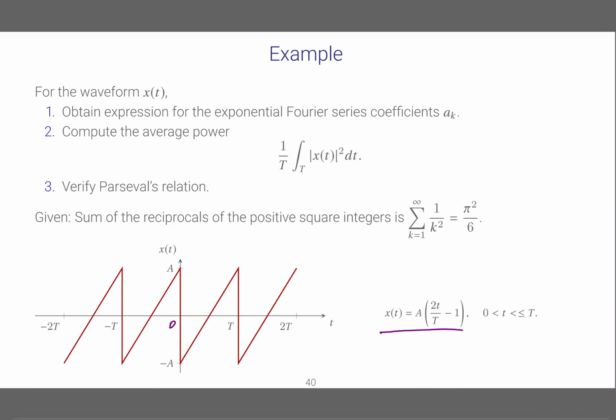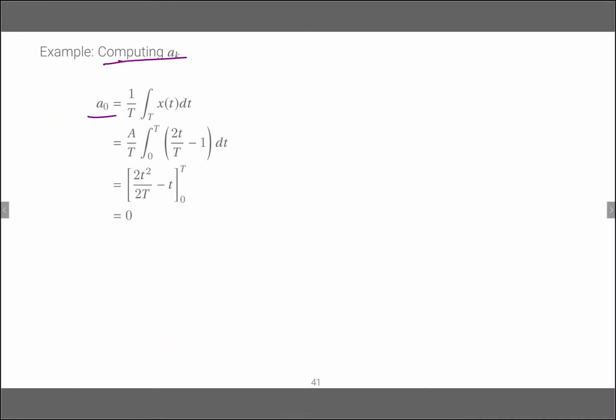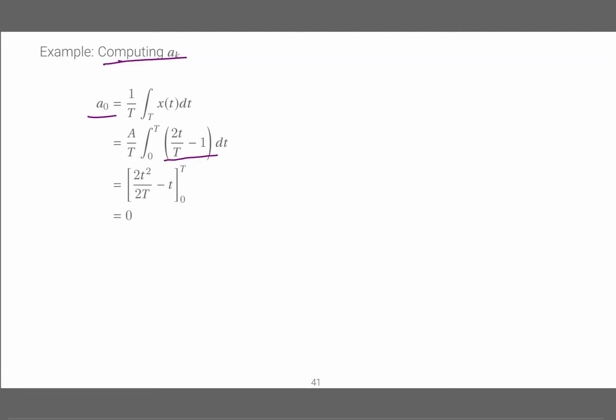When t is equal to 0, you have minus A. When t is equal to capital T, you get plus A, right? So this is correct. Therefore we put that over here, and then we have to integrate. So 2t squared divided by 2T minus t, and you get 0. Even when you just look at it, you will see the average value is 0.